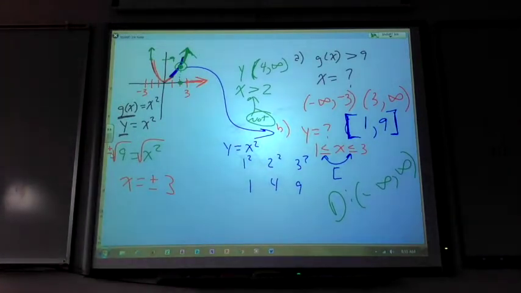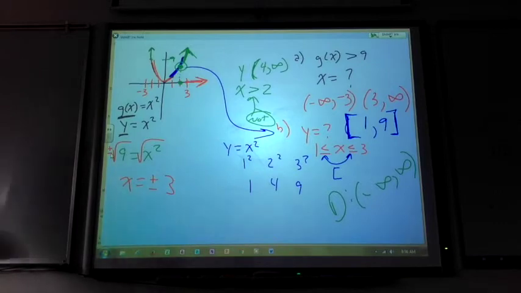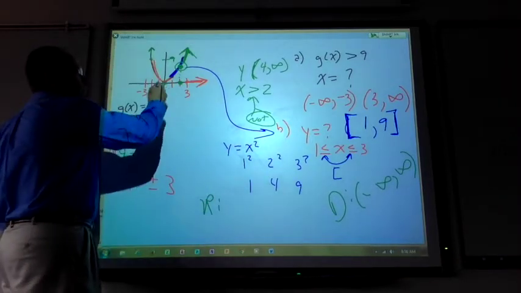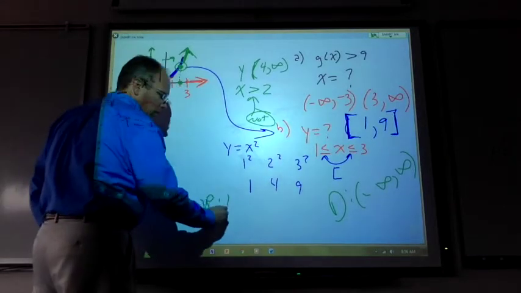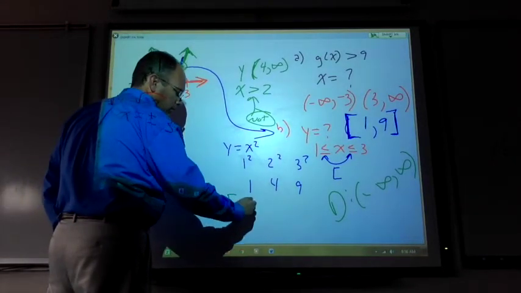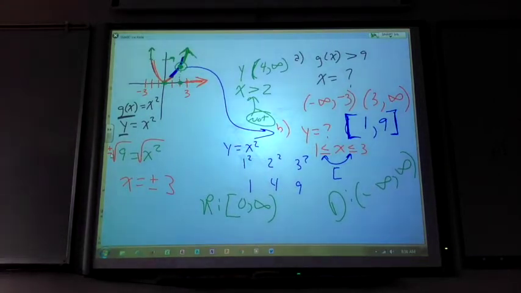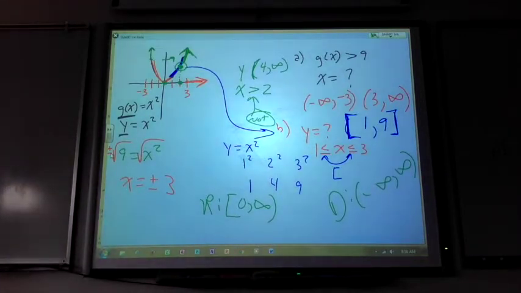What about my range? Think of the range as an elevator. Does the elevator go to the ground floor or does it go below the ground floor? It goes to the ground floor. Ground floor is known as what? 0. So my range, does it touch here? Yes. So it's a square bracket. Would that be 0 too?